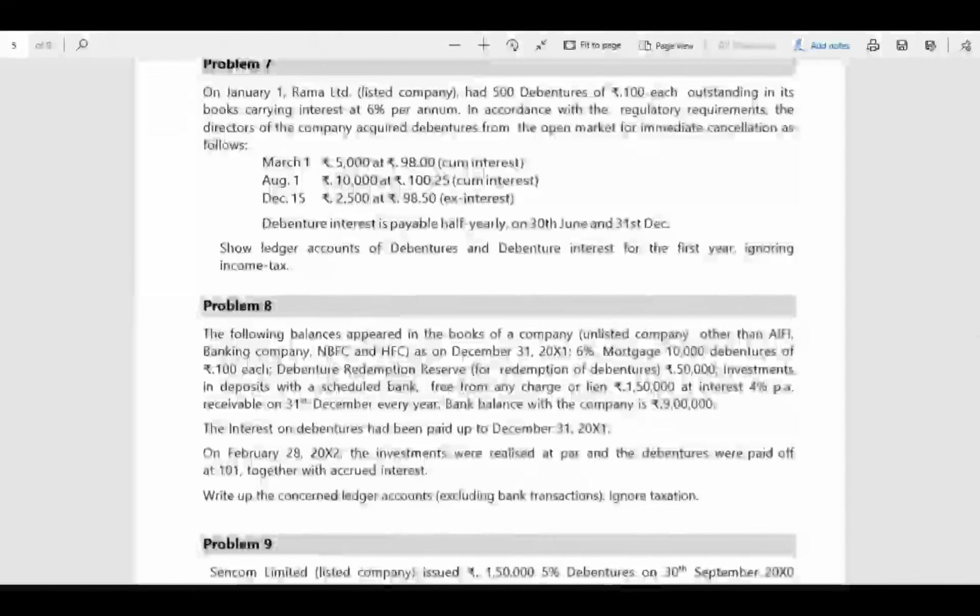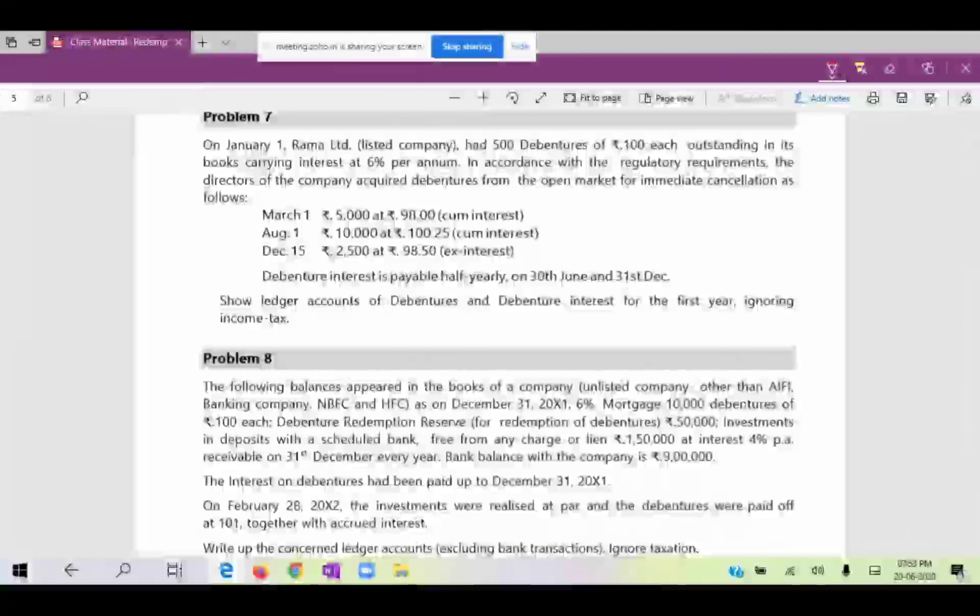So now take a break. What's the time now? The time is 7:53. So take a break till 8:05. Let us assemble at 8:05 to discuss journal entries for the redemption of debentures.